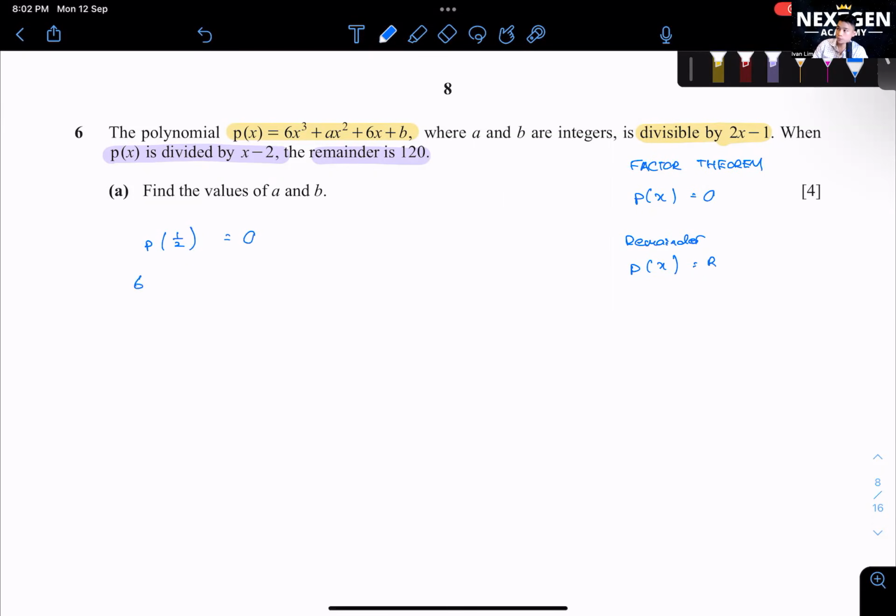So we slowly put it in. So 6 times 1 over 2 cubed plus a times 1 over 2 squared plus 6 times 1 over 2 plus b equals 0. Expand it. 3 over 4 plus 1 over 4 a plus 3 plus b equals 0. 1 over 4 a plus b equals negative 15 over 4.